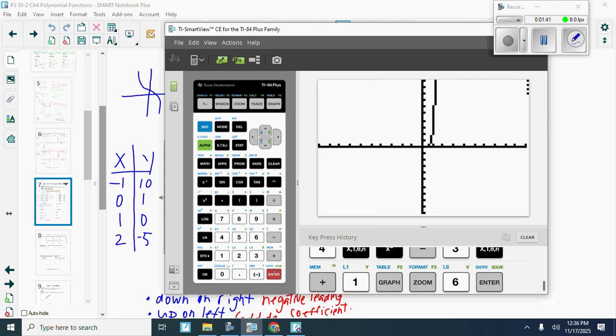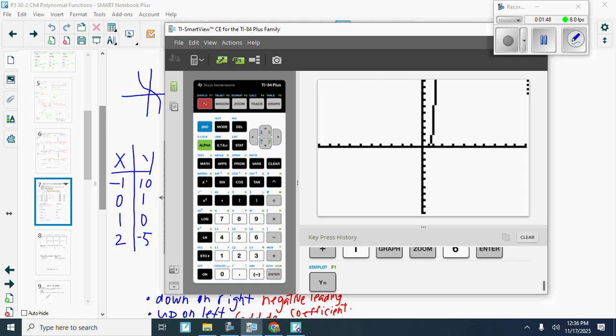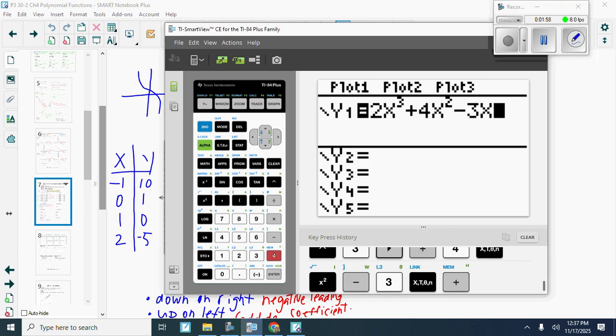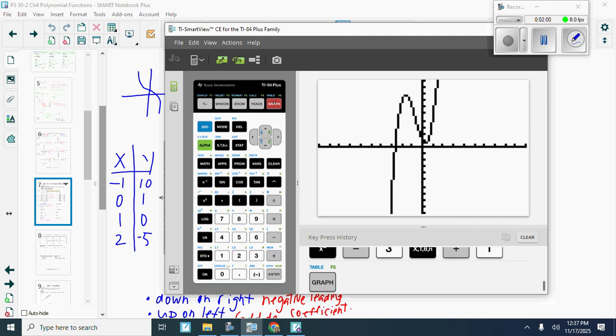Okay, let's assume. Actually, let me just check the line. Okay, we're just fixing the equation. Okay, guys, you should all have a graph in front of you.